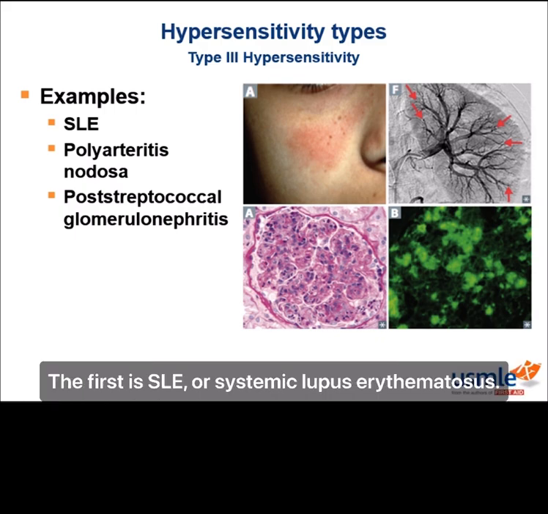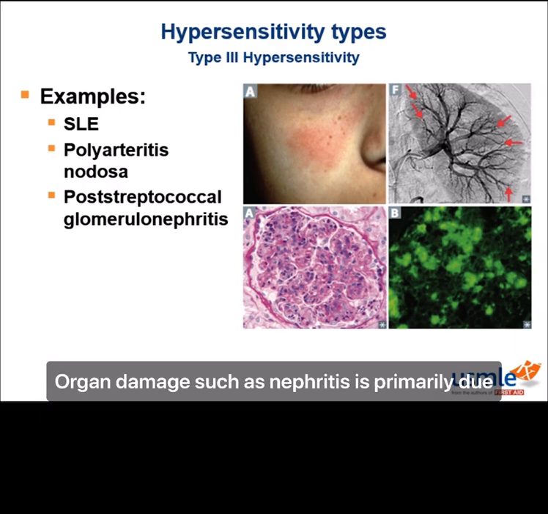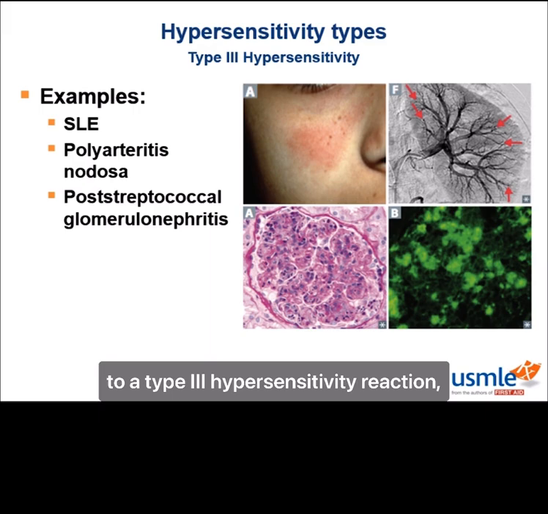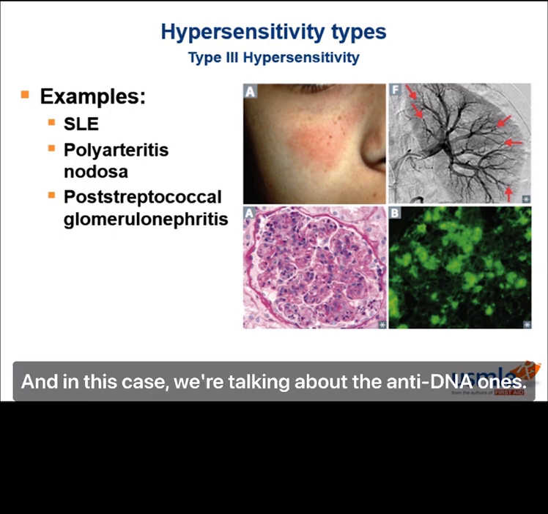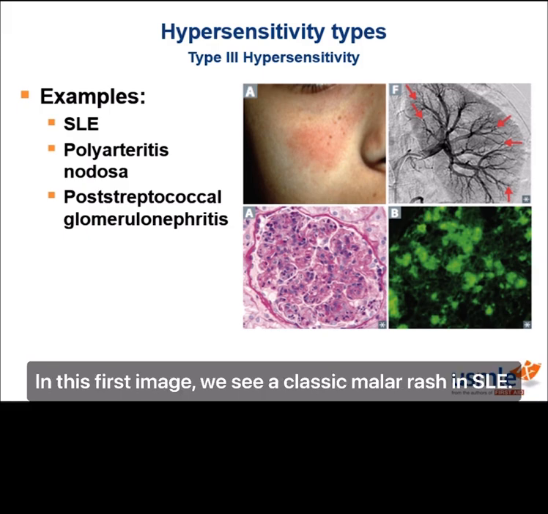The first is SLE, or systemic lupus erythematosus. Organ damage, such as nephritis, is primarily due to a type 3 hypersensitivity reaction with decreased clearance of the immune complexes. And in this case, we're talking about the anti-DNA ones. In this first image, we see a classic malar rash in SLE.